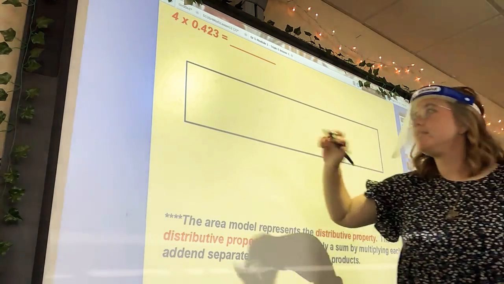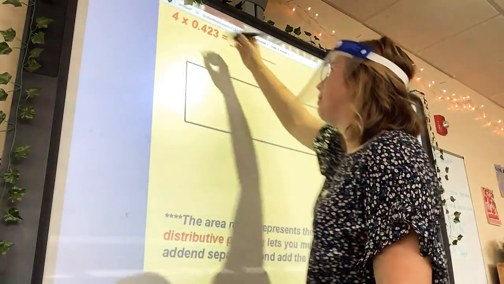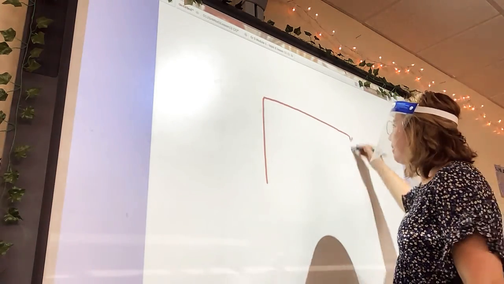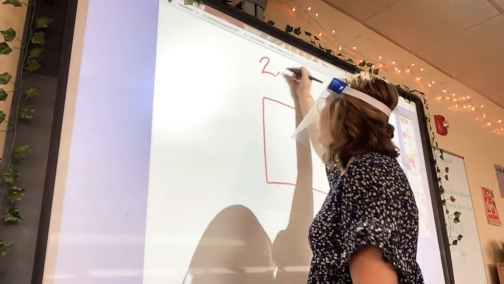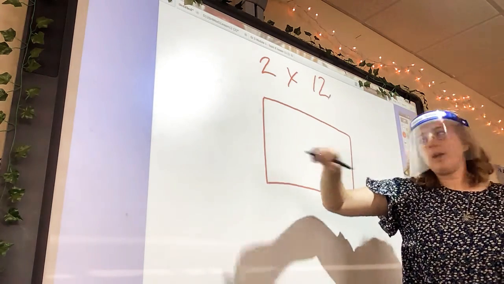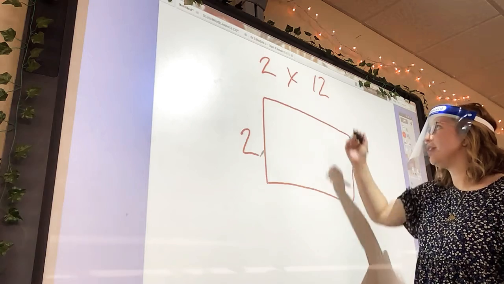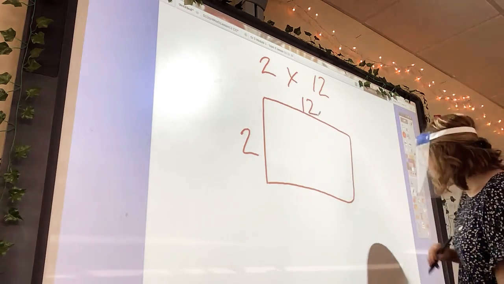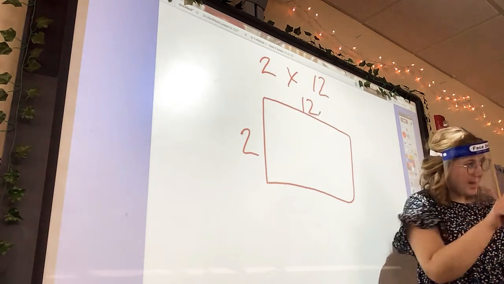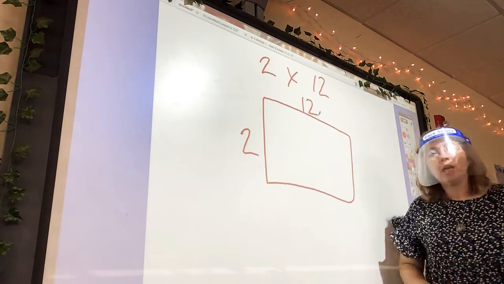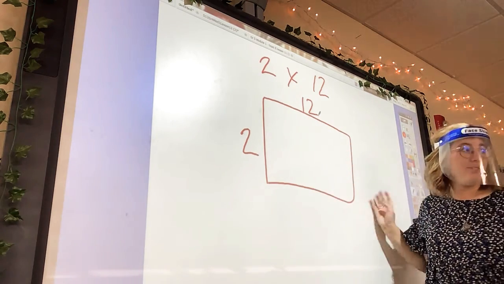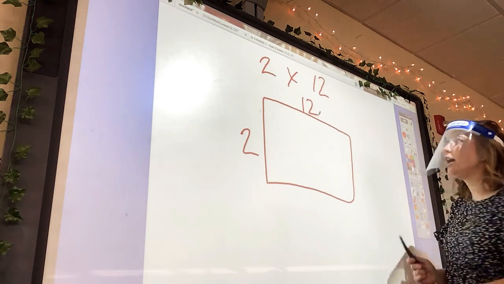If you guys remember an area model, I'm going to flip to a different screen really quick. Like if I had 2 times 12, one of the numbers would go on one side, the other number would go on the other side. And then we would solve what's inside. Remember, area is what's inside. I had you guys do this motion last year, right? The area is what's on the inside, perimeter is around. Is that familiar? Okay, cool.